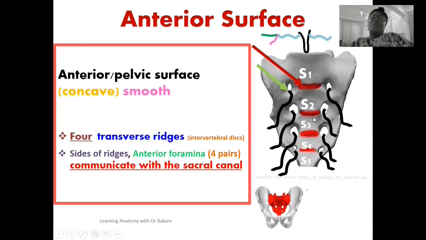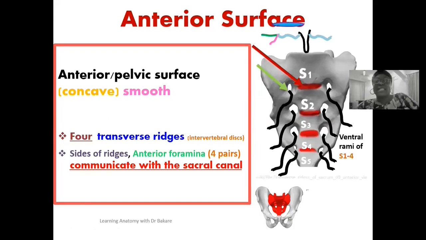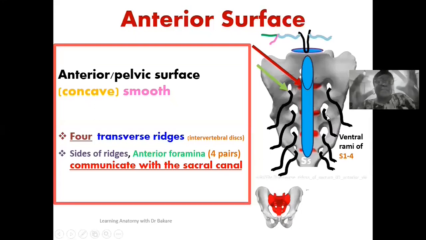It's also good for us to note that we have a canal created within the sacrum, and this is referred to as the sacral canal. This is what is highlighted here in blue. So we have this opening, and you see it descending down along the sacrum. So you have a space created within the sacrum, and this space is referred to as the sacral canal.